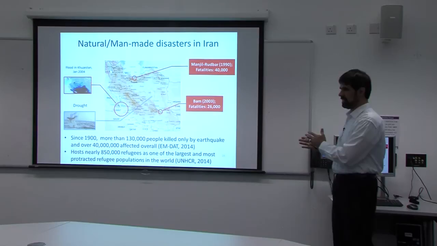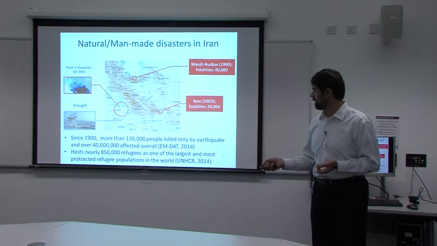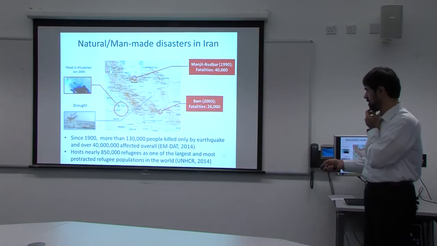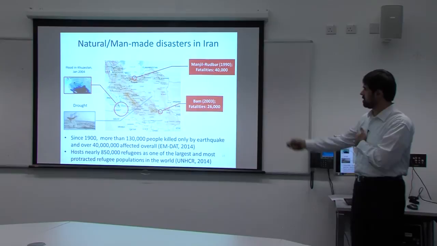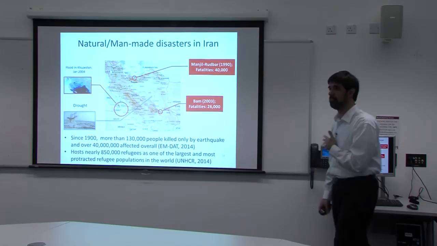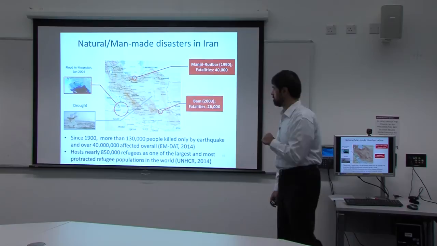These are natural disasters. In terms of man-made disasters, social conflicts, Iran hosts one of the largest populations of refugees in the world. At the moment, it hosts 850,000. A few years ago, because of the war in Afghanistan and Iraq, Iran hosted nearly 3 million people for many years. So dealing with refugees is another challenge as a result of man-made disasters and social conflicts.